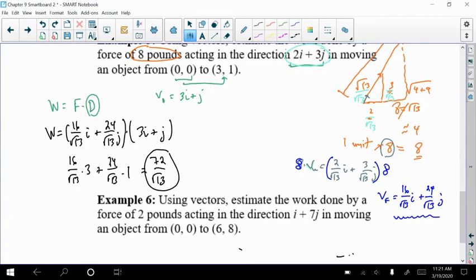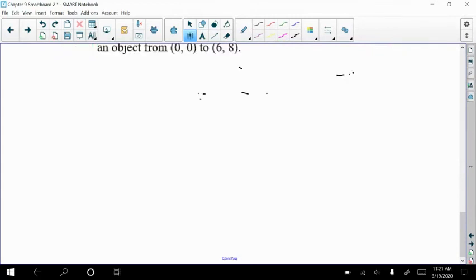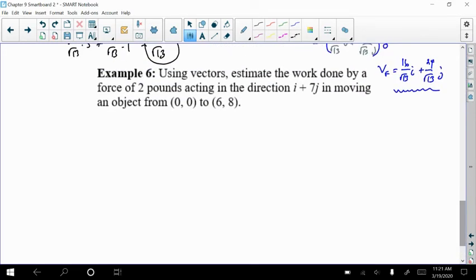Okay, so maybe if you want to pause the video and try example 6, and then watch the video and see the solution, that way you can check to see, does this make sense or not? But I will walk through the solution. I'm just going to erase these marks, and then I'll begin. Okay, so just like the last example, I need to find an approximation of work, which means I need a force vector and a distance vector.